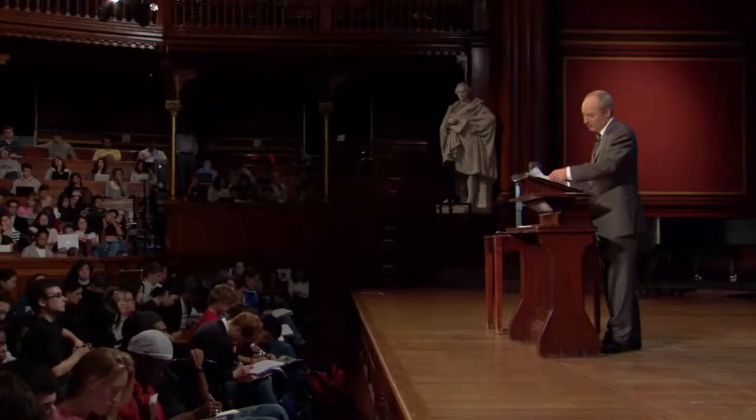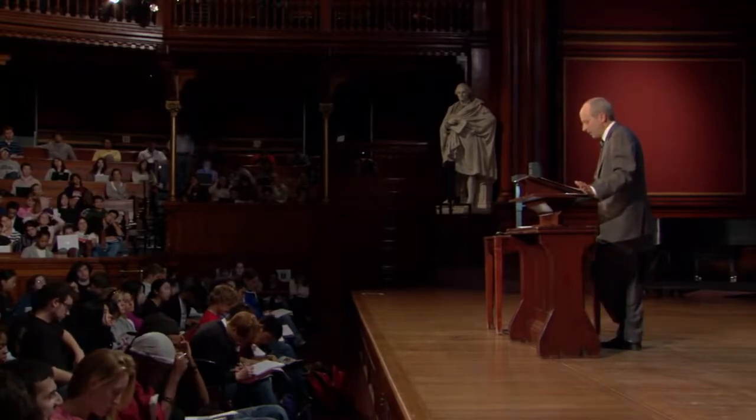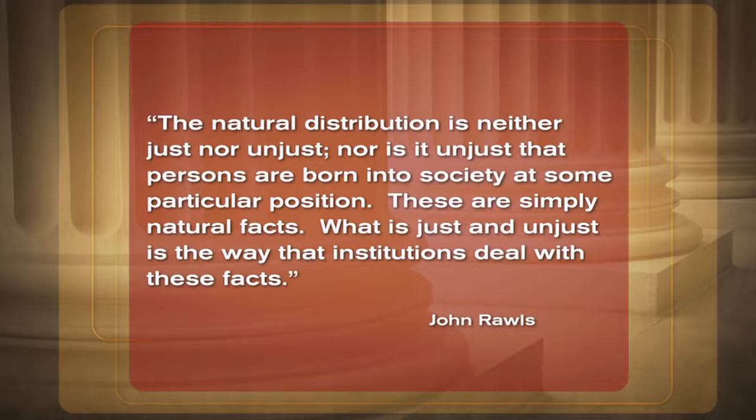This is an easy argument to answer, and Rawls addresses it in one of the most powerful passages, I think, of A Theory of Justice. It's in section 17. The natural distribution, and here he's talking about the natural distribution of talents and endowments, is neither just nor unjust. Nor is it unjust that persons are born into society at some particular position. These are simply natural facts. What is just and unjust is the way that institutions deal with these facts. That's his answer to libertarian laissez-faire economists like Milton Friedman who say life is unfair, but get over it. Get over it, and let's see if we can at least maximize the benefits that flow from it.